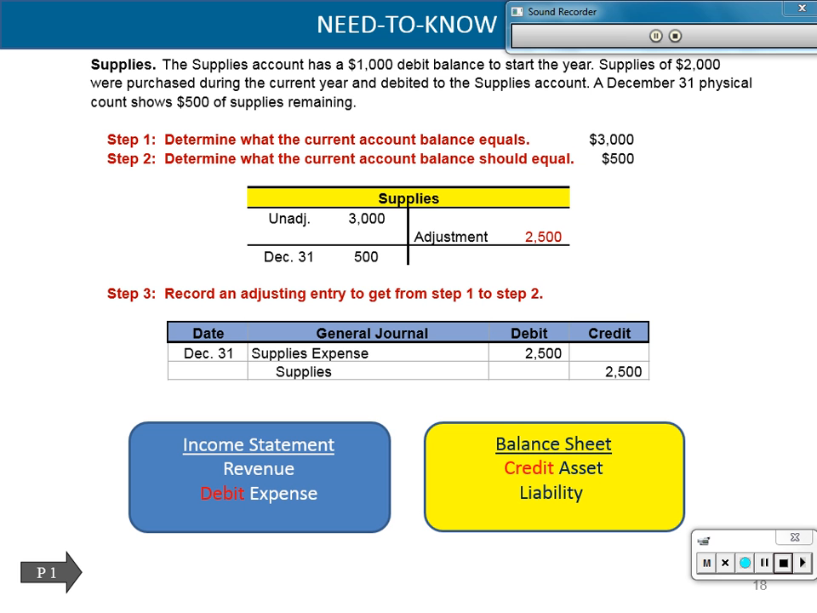So we debit supplies expense for 2,500. We credit supplies. Now that's a different one. Credit supplies, right, for 2,500.